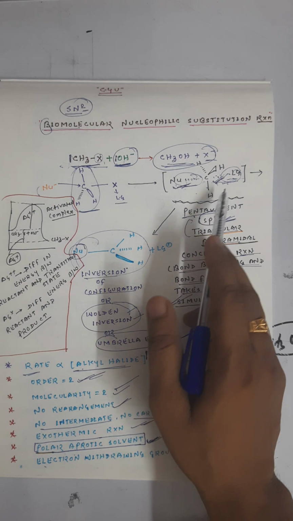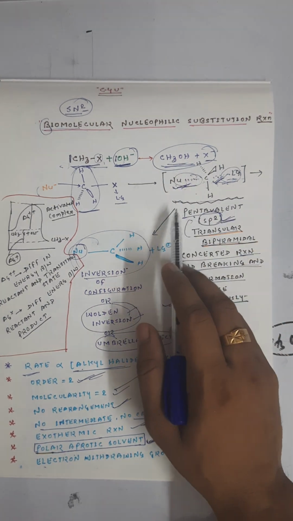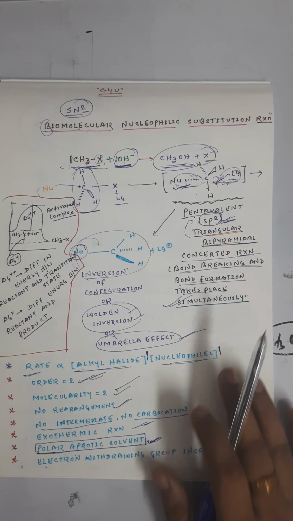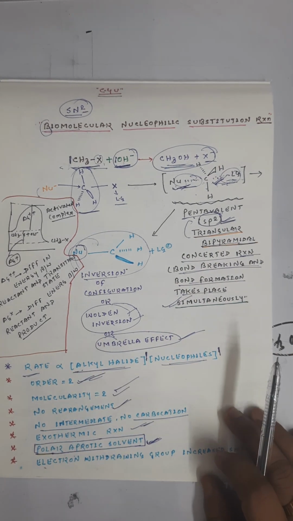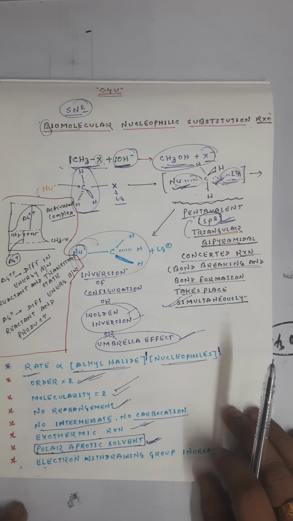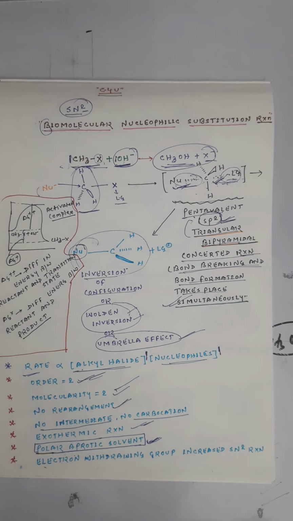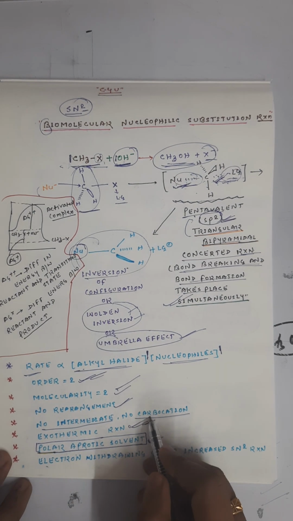Since no carbocation is formed in SN2, students, no intermediate will form. No carbocation is formed, so the probability of rearrangement is 0, because rearrangement happens only where a carbocation is formed. Clear? There is no carbocation, which means rearrangement is 0. Okay, I earlier said it is an exothermic reaction.